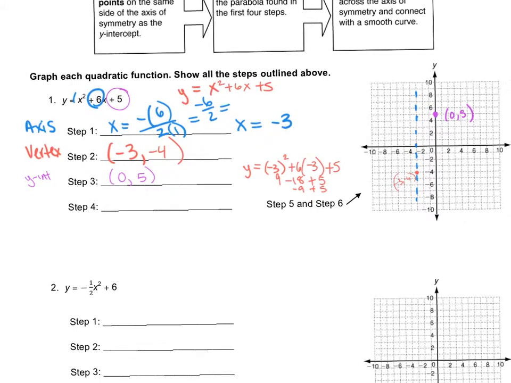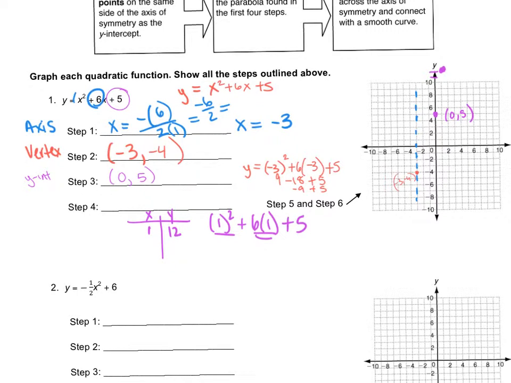So, when x is 1, y is going to be equal to 1 squared plus 6 times 1 plus 5, which is 6 plus 1 is 7. 7 plus 5 is 12. So 1, comma 12 is going to be a point that I go through.